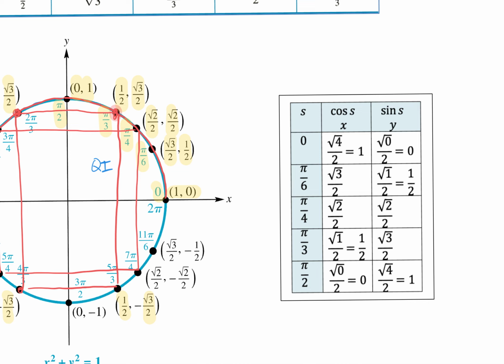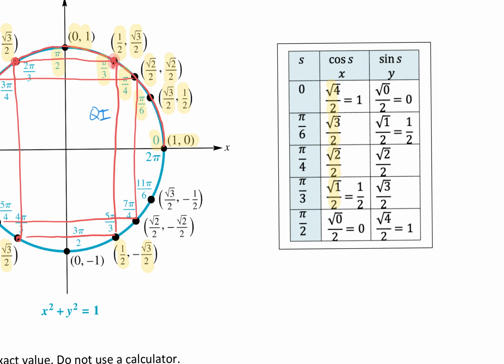Another way to write the value 1 is to write square root of 4 over 2. So why would I even do that? That's because there's a pattern. Notice at pi over 6, cosine is square root 3 over 2. Pi over 4, it's square root 2 over 2. At pi over 3, cosine is 1/2, but another way to write 1/2 is square root 1 over 2. At pi over 2, cosine is 0. Another way to write 0 is square root of 0 over 2. So really it goes square root 4, square root 3, square root 2, square root 1, square root 0.